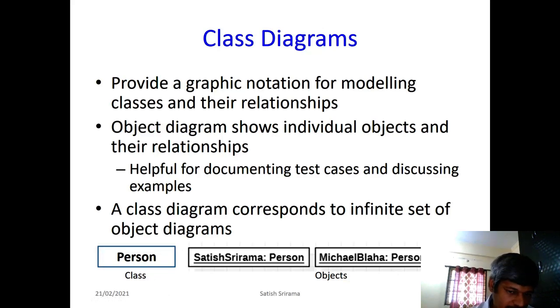If we are trying to represent a class diagram, we will be putting only this person. If we are putting in the objects, all of them together, this is the object diagram. If in the system there is only one class, a class diagram corresponds to an infinite set of object diagrams, because there is no limit to the number of persons, no limit to the number of objects which can be created with this person class. Hope that is clear.